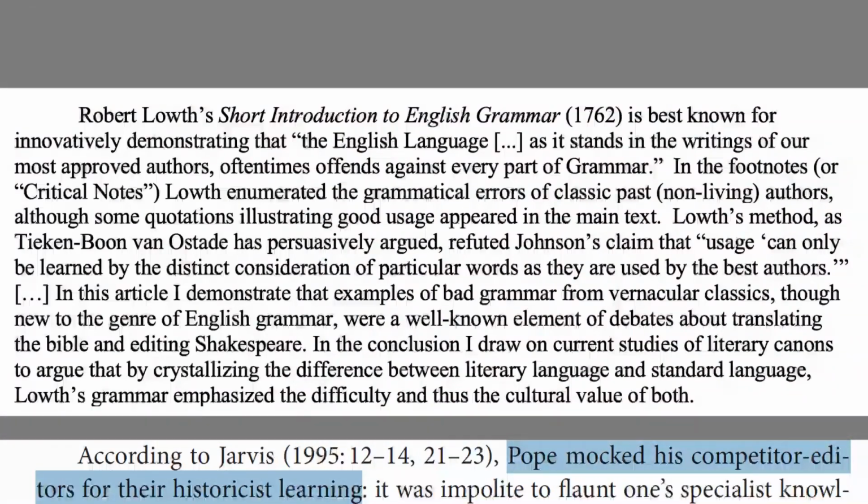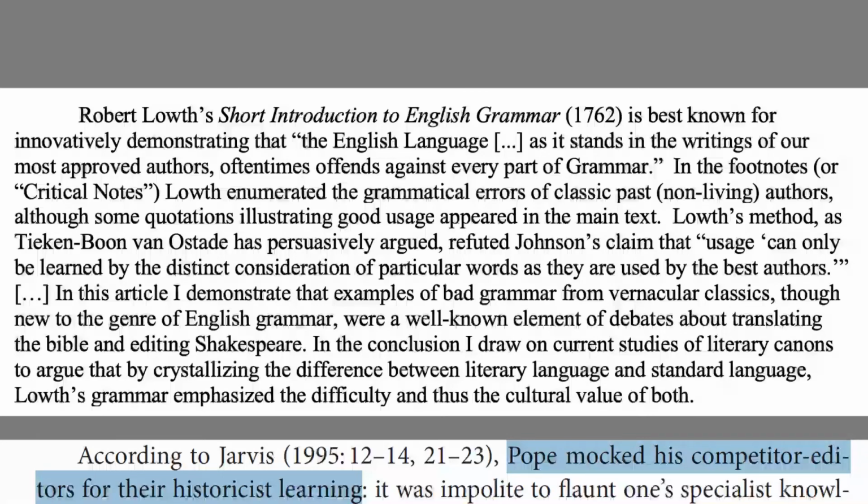Robert Lowth's short introduction to English grammar is best known for innovatively demonstrating that the English language, as it stands in the writings of our most approved authors, oftentimes offends against every part of grammar. In the footnotes, or critical notes, Lowth enumerated the grammatical errors of classic past non-living authors, although some quotations illustrating good usage appeared in the main text. Lowth's method, as Tieken-Boon van Ostade has persuasively argued, refuted Johnson's claim that usage, quote, can only be learned by the distinct consideration of particular words as they are used by the best authors.